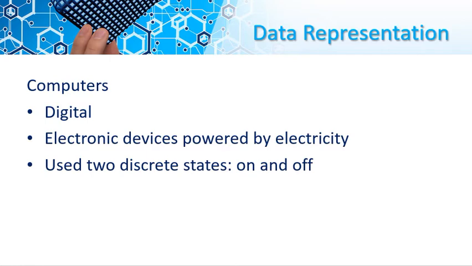Okay, so we know that computers are digital. Computers are electronic devices powered by electricity. Also, computers recognize only two discrete states, on and off. This is because computers are electronic devices. Maybe you have heard before that a computer has two discrete states, on and off. Okay?